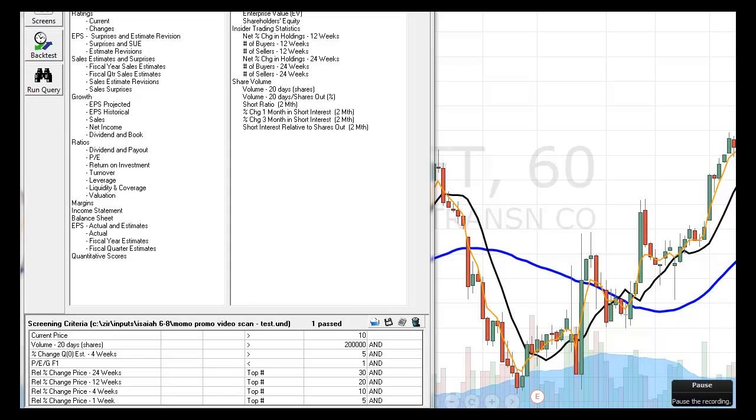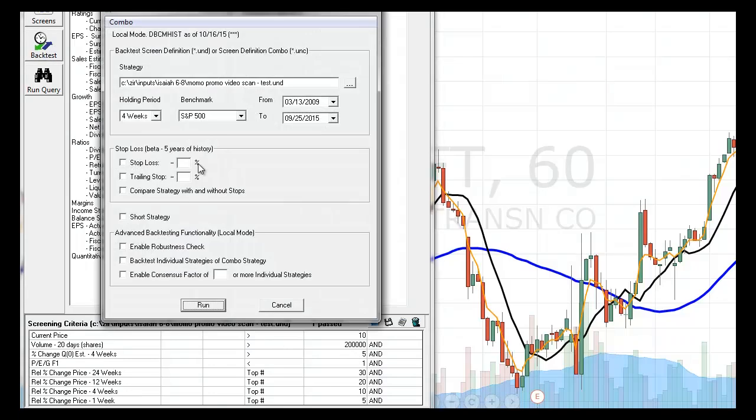Back at our backtesting software here, you can see the scan that we've been working with. We have our price momentum filters down here at the bottom. Relative percentage change in price over 24 weeks, 12 weeks, 4 weeks, and the last week. And we're looking for the top 30 stocks, and then 20, and then 10, and then 5. We've inserted the PEG ratio of less than 1. We've inserted the requirement that earnings estimates have been revised upward sometime in the last 4 weeks of at least 5%. Minimum volume 200,000 shares per day, price over 10. Now, let me run this scan just to remind us of how well this scan did.